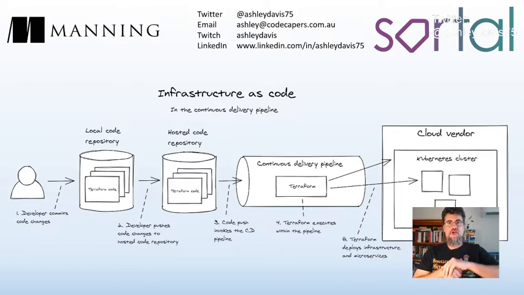So this diagram shows where we want to end up with infrastructure as code. Now, the infrastructure code that we created and tested locally, we're going to get that running in our automated continuous delivery pipeline. You can see the developer here on the left is writing and testing their code locally. They're committing code to their local Git repository. When they push code changes to their hosted repository, that automatically triggers the continuous delivery pipeline that you see here.